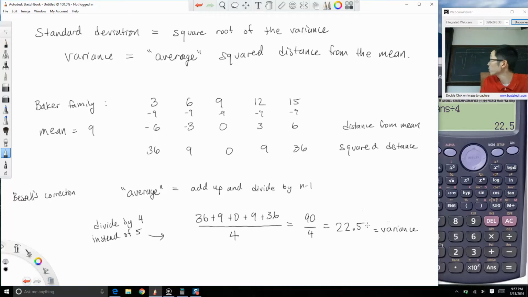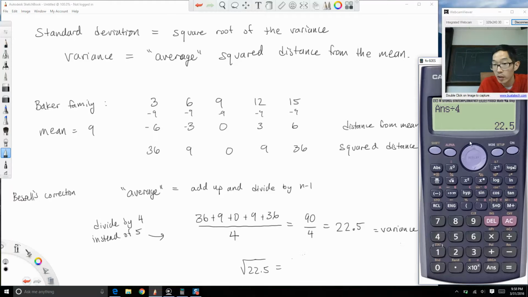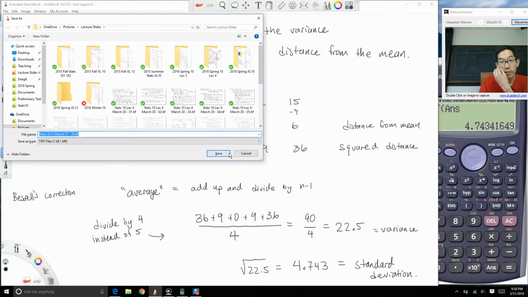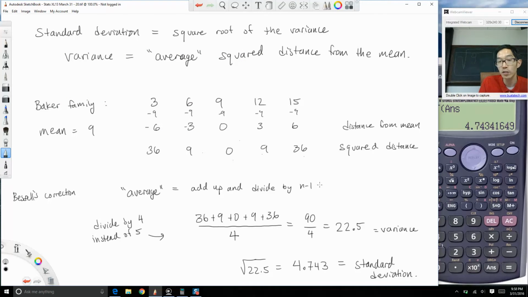And then my standard deviation is just the square root of this. So the square root of 22.5 is 4.743. This is my standard deviation. This is just a numeric value that we assign to this concept of spread.